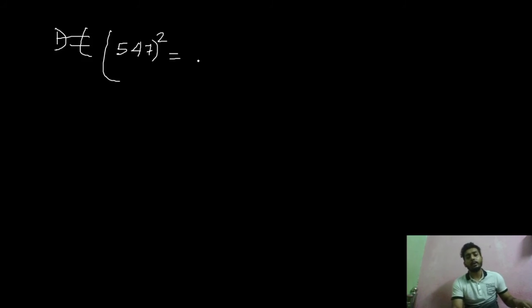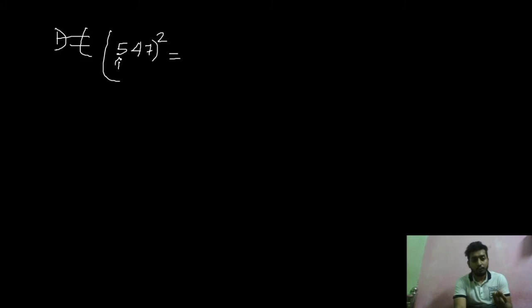Again, suppose I need to find the square of 547 square. Then apply the process to find the square of 547. Now I will do it easily. Suppose here 547 square I need to find.